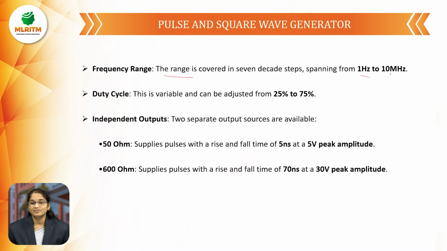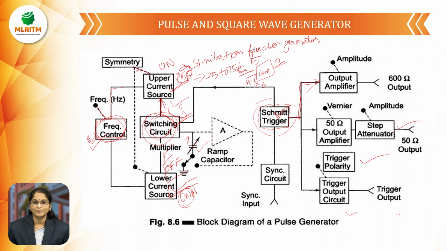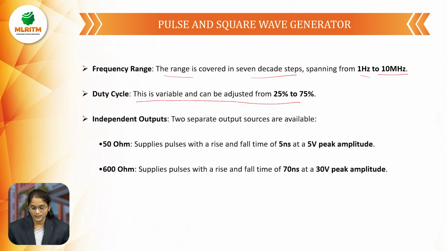Now we will discuss the frequency range. The frequency range is 1 hertz to 10 megahertz, in 7 decade steps. The duty cycle is variable, using the symmetry control, from 25% to 75%. We manage this with the upper and lower constant current sources. The variable duty cycle can be adjusted from 25% to 75%.